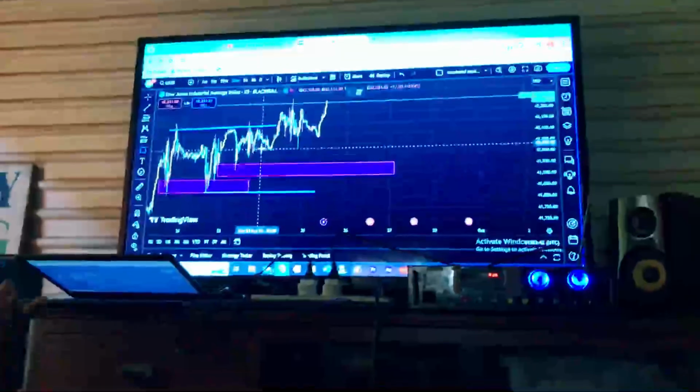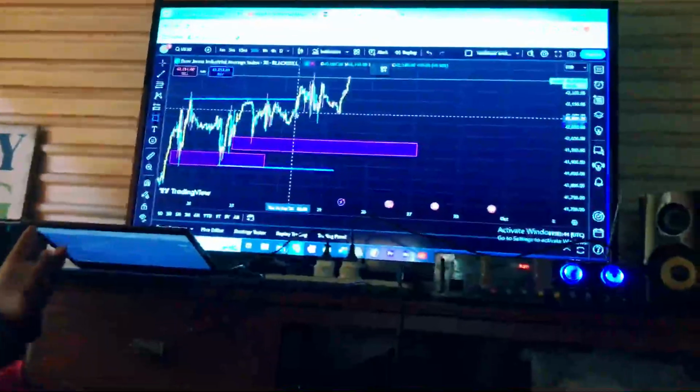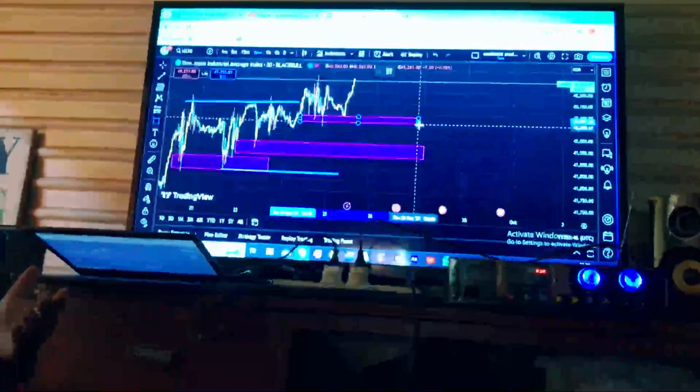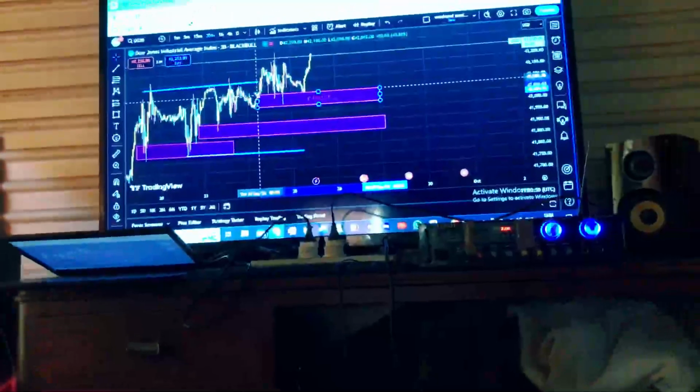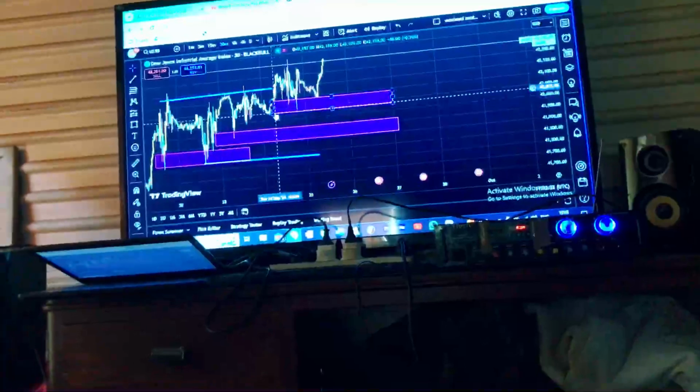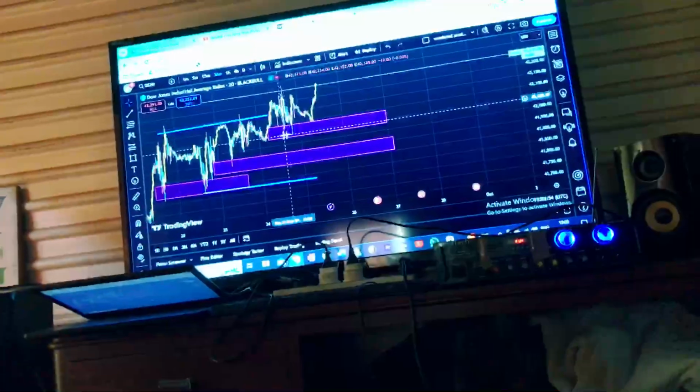As I just told you, what happens after a break of structure? Price will come back down for a retest. This here is an order block and a fair value gap. I'm just going to make my block here a little bit bigger. I don't want to put so many things because I don't want to complicate this.